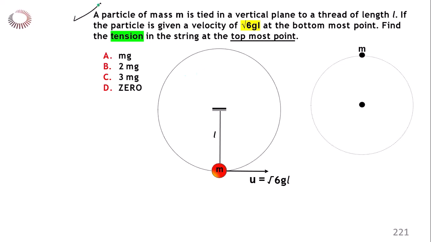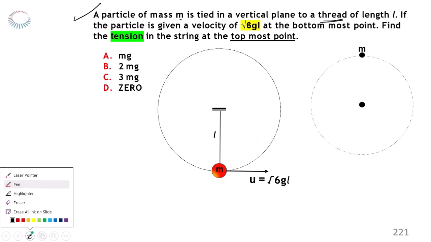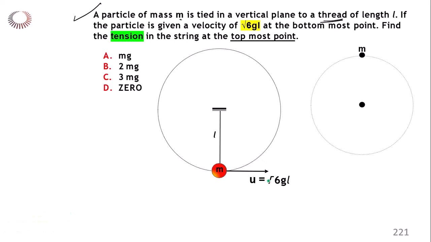So here there is a particle of mass m tied in a vertical plane to a thread of length l. So thread means string. If the particle is given a velocity of root 6gl, so from this number I ensured that it is greater than root of 5gl. That means the particle is going to complete the vertical circle. So you are asked to calculate the tension in the string at the topmost point. Now since the value is greater than root of 5gl, tension at point C is not equal to 0.